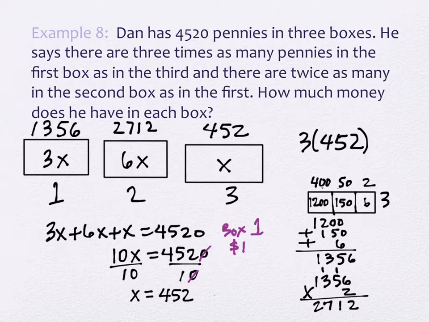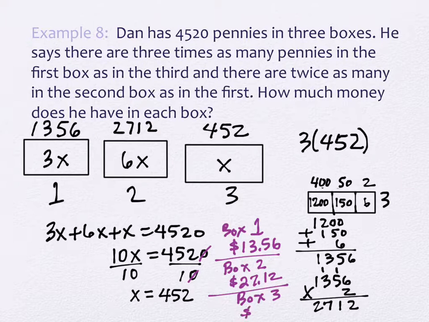So what? $13, right? Don't make it too hard. $13.56. Box 2 has what? $27.12. And box 3 has $4.52. So make sure, just like when we were doing problem solving in chapter 1, that you really do look carefully at what question was asked so you're answering the real question they were asking you.